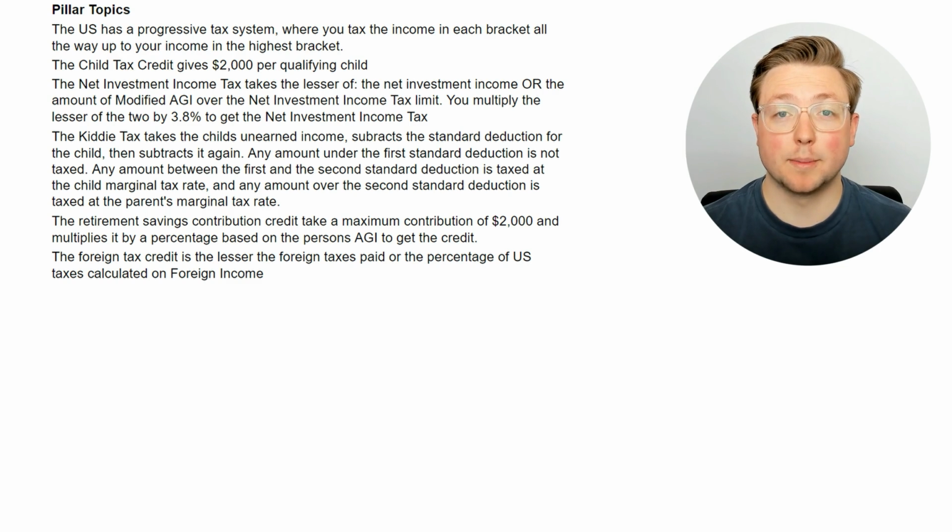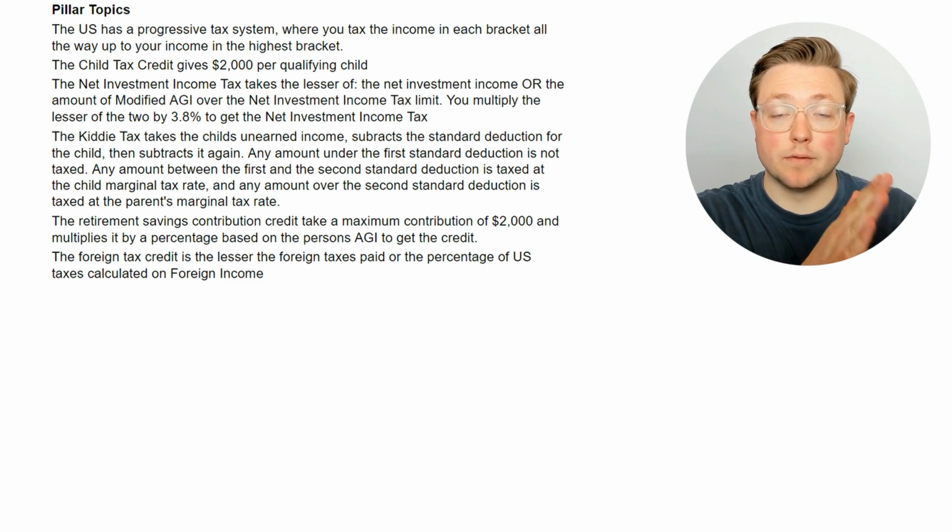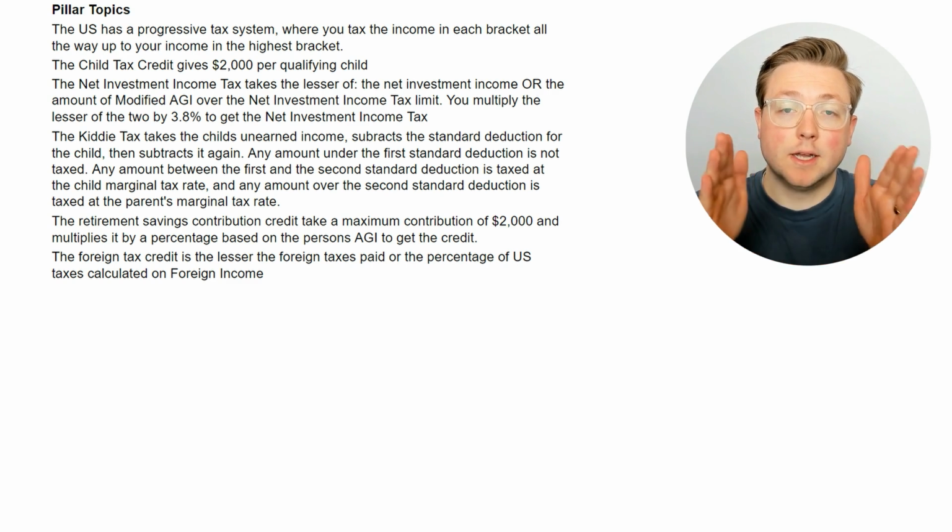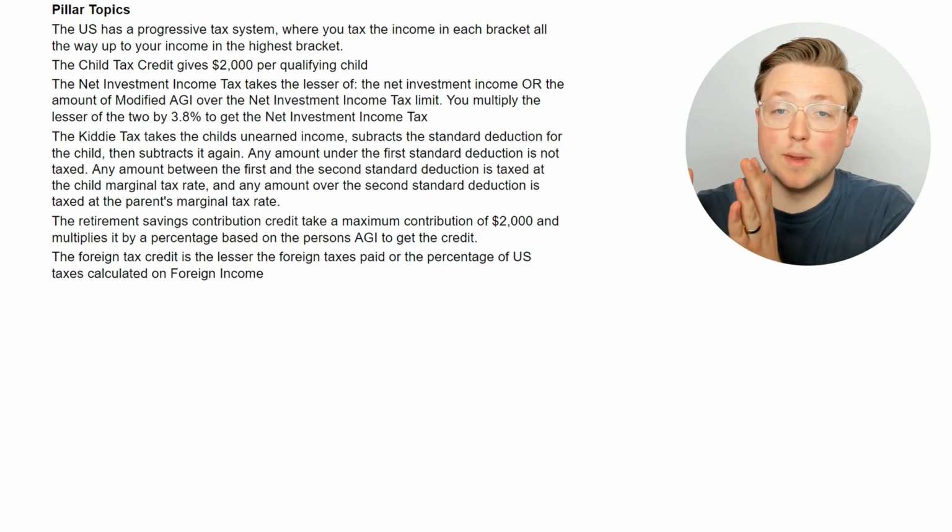Okay, here are the pillar topics for the video. First, the US has a progressive tax system where you tax the income in each bracket all the way up to your income in the highest bracket. So again, you tax the income in the first bracket, and then once you pass that, you tax the remaining income in the next bracket, and then you tax the remaining income in the next bracket, and you just keep going on and on.